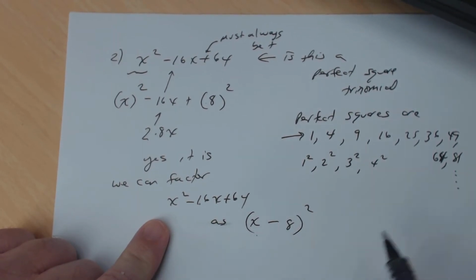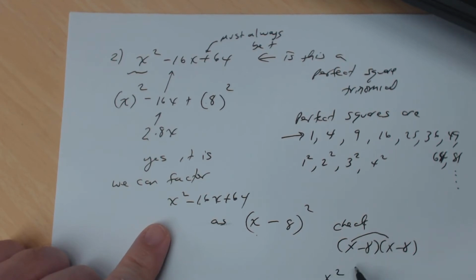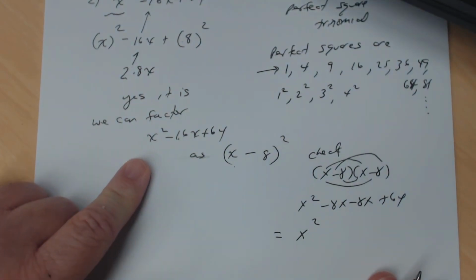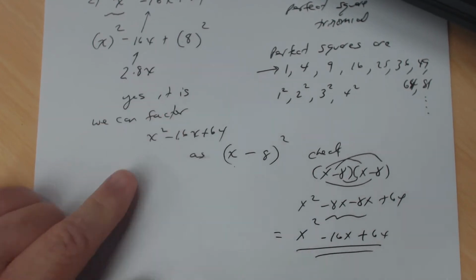All right, you can always check yourself. Check. X minus 8 times x minus 8. FOIL it out. X times x is x squared. The outer is negative 8x. The inner is negative 8x. And the last, negative 8 times negative 8 is a positive 64. And when I add them up, I do get x squared minus 16x plus 64. All right, and so that's what you wanted.